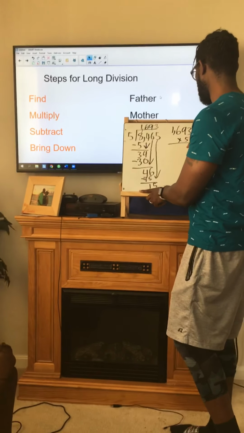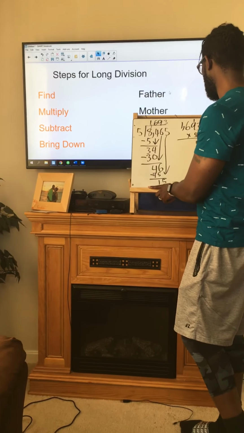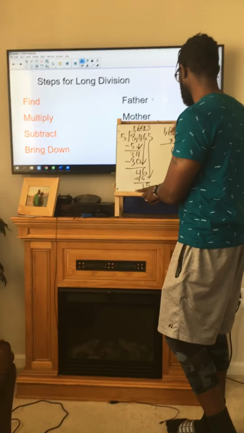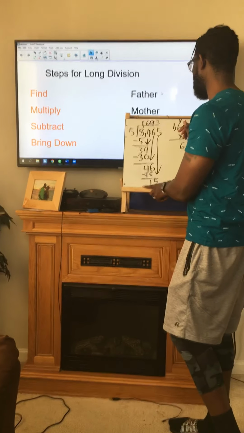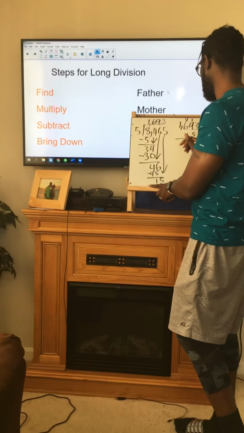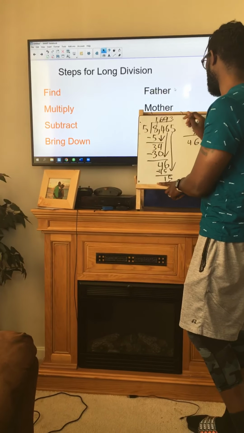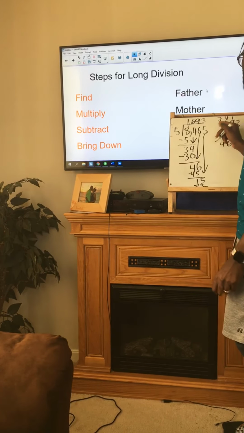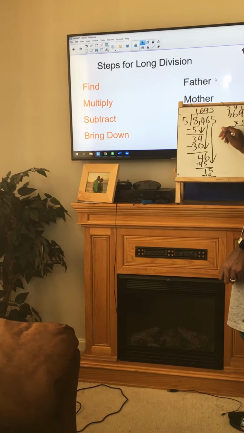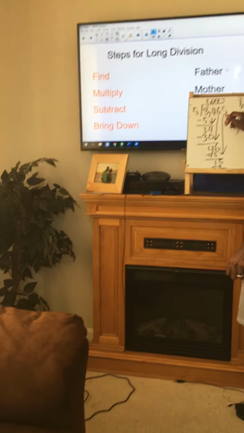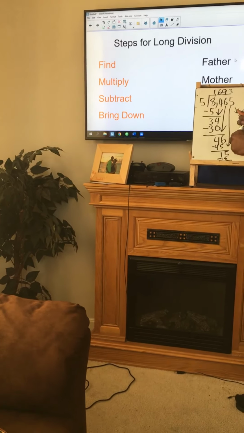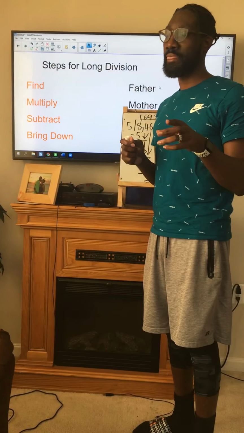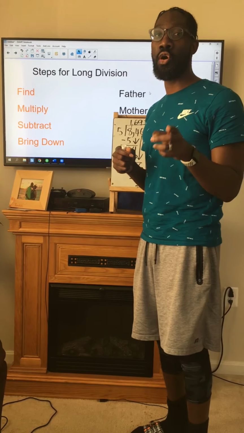5 times 3 gives me 15. 5 down, we regroup the 1. 5 times 9, 45 plus 1, 46. We regroup the 4. 5 times 6 equals 30 plus 4 equals 34. 4 down, we regroup the 3. 5 times 1 equals 5 plus 3 gives me 8, which is the same as my dividend, and I'm correct.